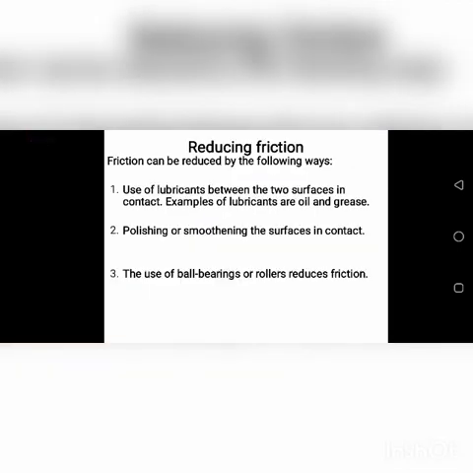And what are the ways by which friction can be reduced? 1, use of lubricants such as oil and grease at the two surfaces. You reduce friction by that. 2, by polishing or smoothing the surfaces in contact. And 3, use of ball bearing or roller can also reduce friction.